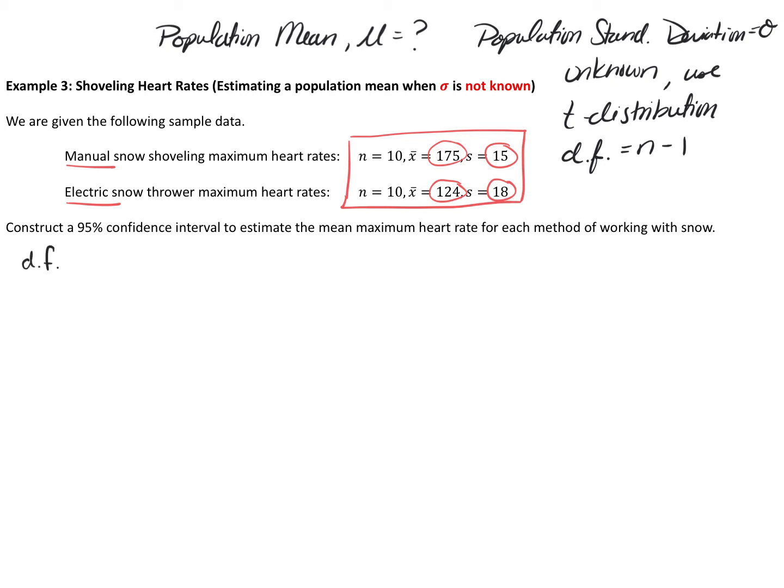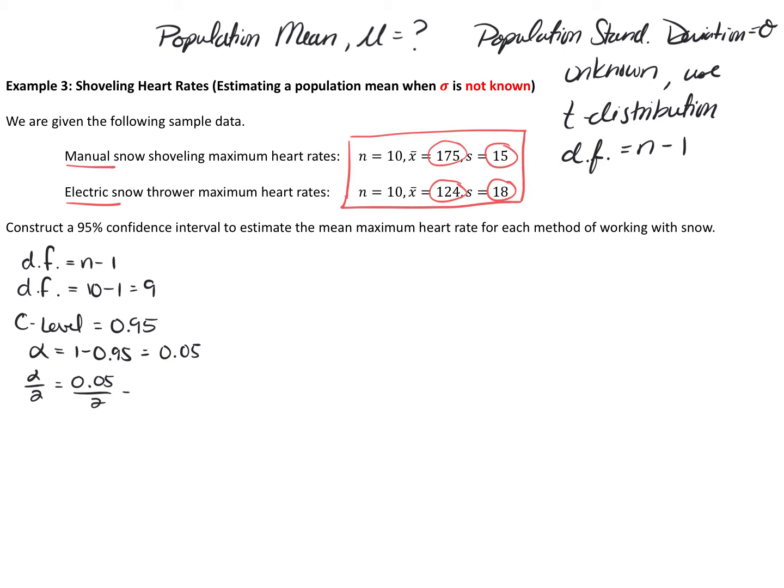Again, our degrees of freedom is n minus 1. So since the sample size is the same for both, we're going to use degrees of freedom of 10 minus 1, or 9. Okay, our confidence level is 0.95, which means our significance level alpha is 1 minus 0.95, or 0.05. And then from here, let's go ahead and calculate alpha divided by 2, which is 0.05 divided by 2, or 0.025.